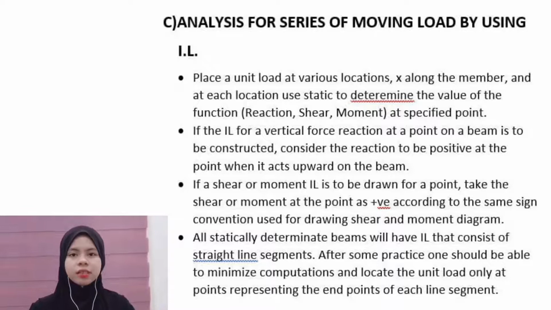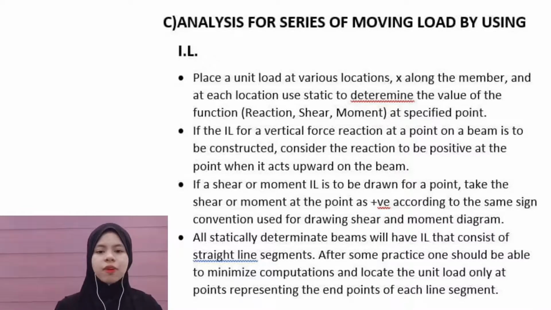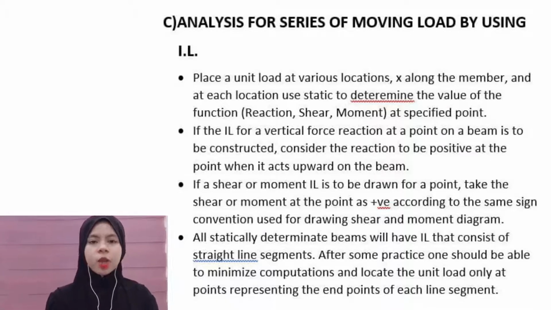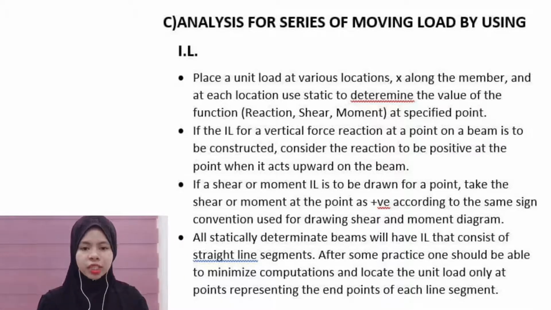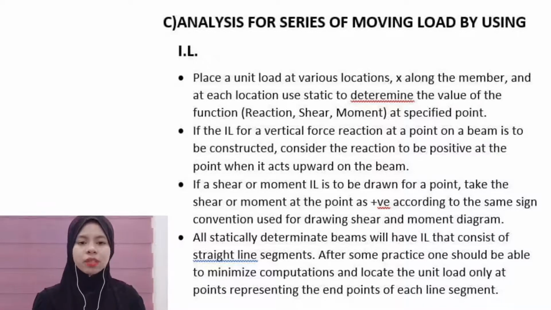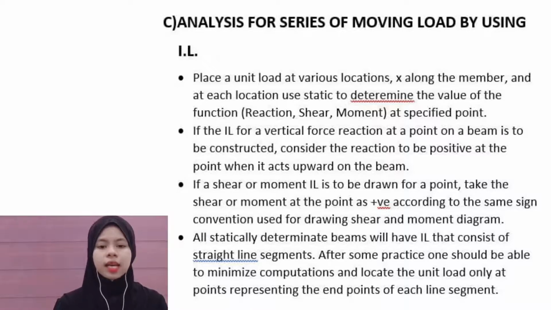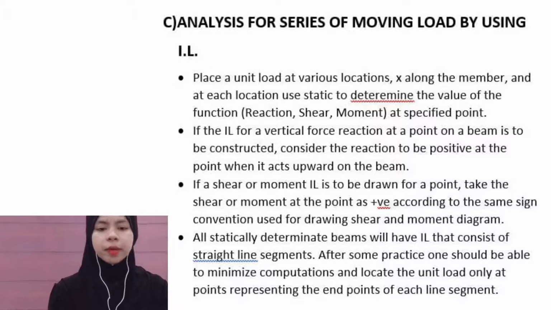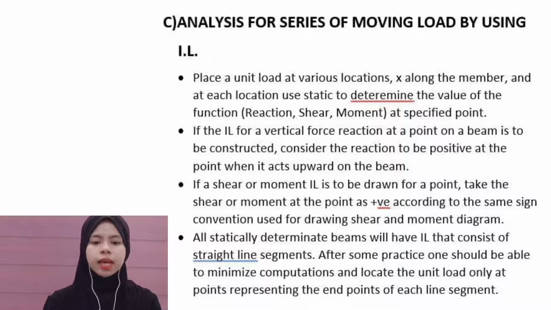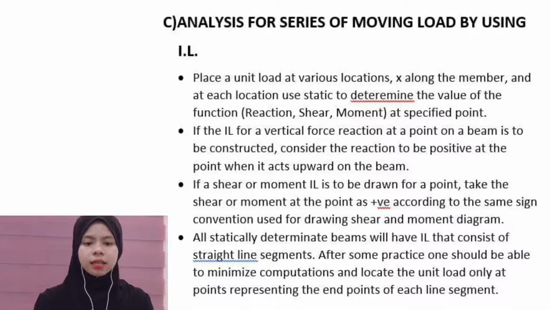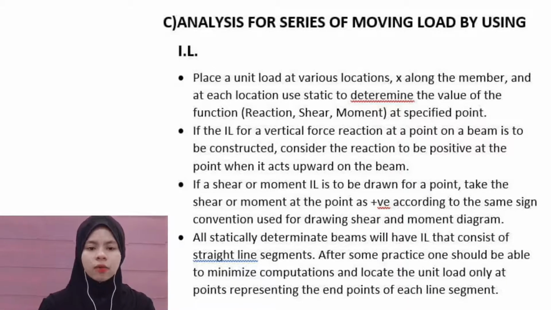Okay, thank you Zahirah. So now the analysis: place a unit load at various locations x along the member, and at each location use statics to determine the value of the function, reaction, shear or moment, at the specific point. The second is, if the influence line for a vertical force reaction at a point on a beam is to be constructed, consider the reaction to be positive when it is upward on the beam. The third is, if a shear or moment influence line is to be drawn for a point, take the shear or moment at the point as positive according to the same sign convention used for drawing shear and moment diagrams. Last, all statically determinate beams will have influence lines that consist of straight line segments.